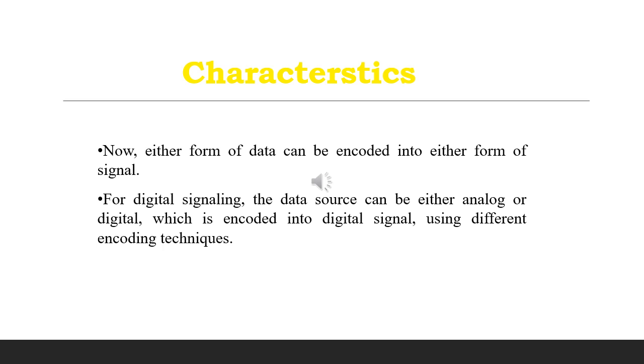For digital signaling, the data source can be either analog or digital, which is encoded into digital signal using different encoding techniques.